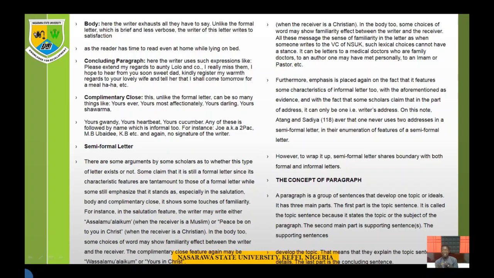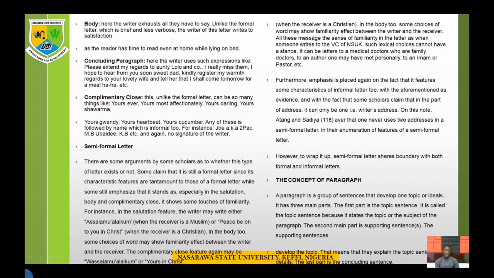And with this, I think the writer and the recipient would be able to dictate a kind of accent at which they find a kind of a sense of familiarity in their own relationship. So in the body too, some choices will show the familiarity effect between the writer and the receiver. All these may set the sense of familiarity in the letter, and when someone writes to the VC of Unsuk, such lexical choices cannot have a stance.